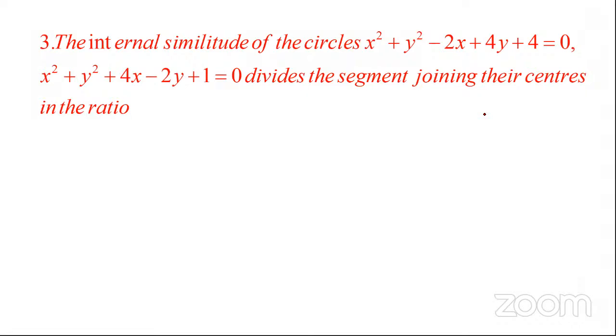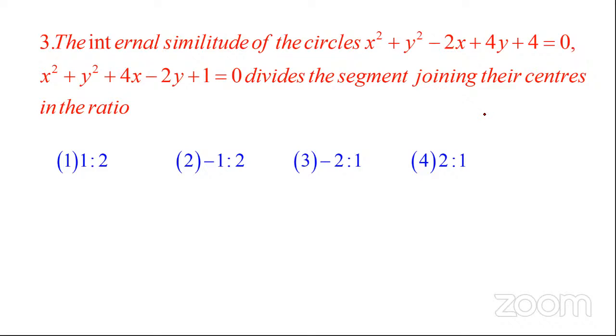If the internal similitude of the circles x square plus y square minus 2x plus 4y plus 4 equals 0, x square plus y square plus 4x minus 2y plus 1 equals 0 divides the segment joining their centers in the ratio, so what is the ratio? We have to find the ratio of that one. R1 is to R2. C1C2 equals R1 plus R2. In the previous one we discussed the external similitude and the internal similitude. From that the ratio will be R1 is to R2 internally and R1 is to R2 externally.